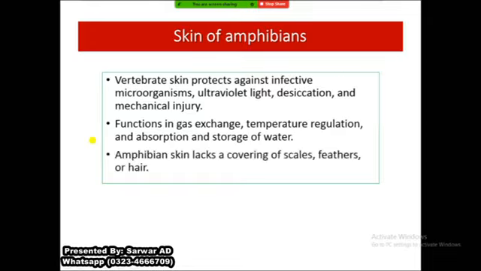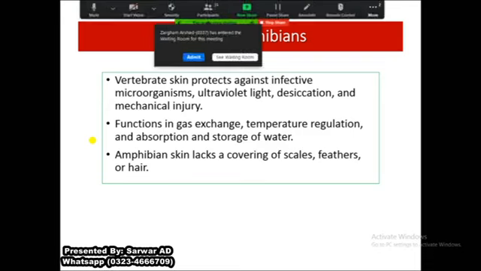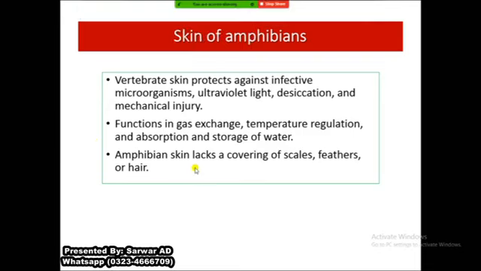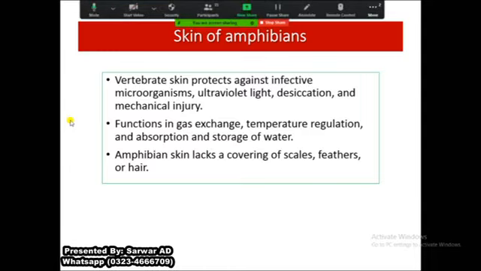Amphibian skin lacks a covering of scales, feathers or hairs. We have been discussing this point for 3 lectures, and amphibians generally don't possess scales on their body, and they don't have feathers or hairs, and they don't even possess claws or nails.